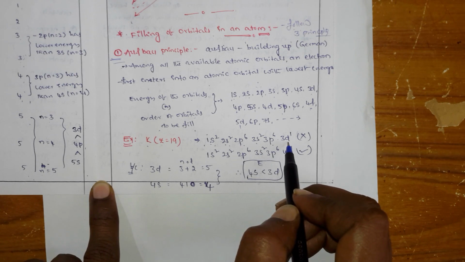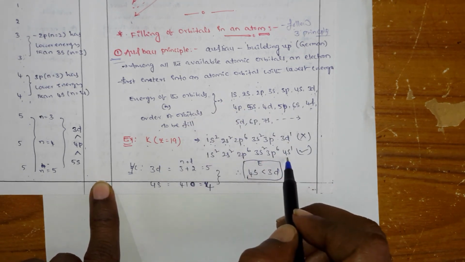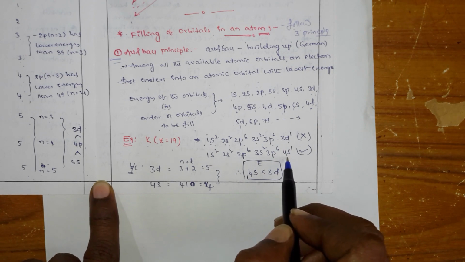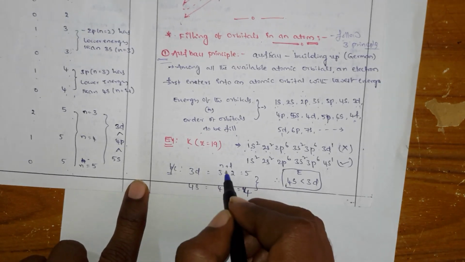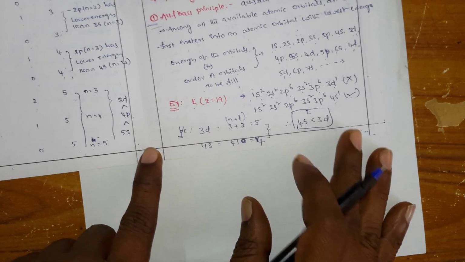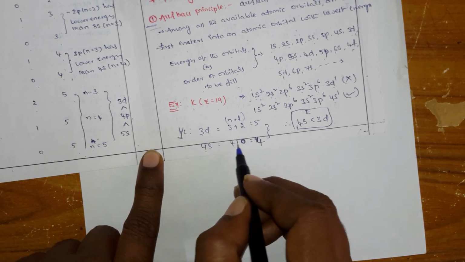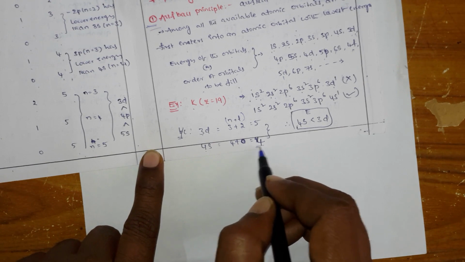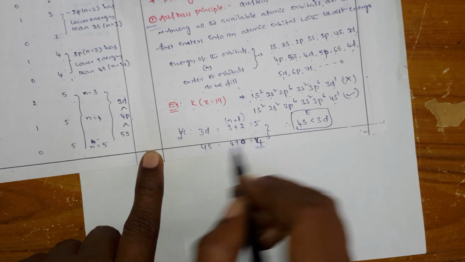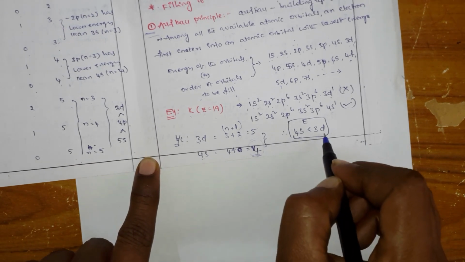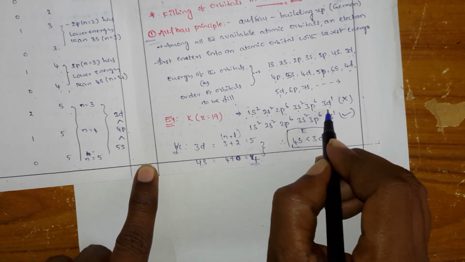Next, is it 3d1? No, it is 4s1. Why? The reason is the n plus l rule. You know that for 3d the n plus l is 5. For 4s the n plus l is 4. So here the value is less. So you can say 4s has less energy than 3d. So obviously the electron will enter 4s first, next 3d.